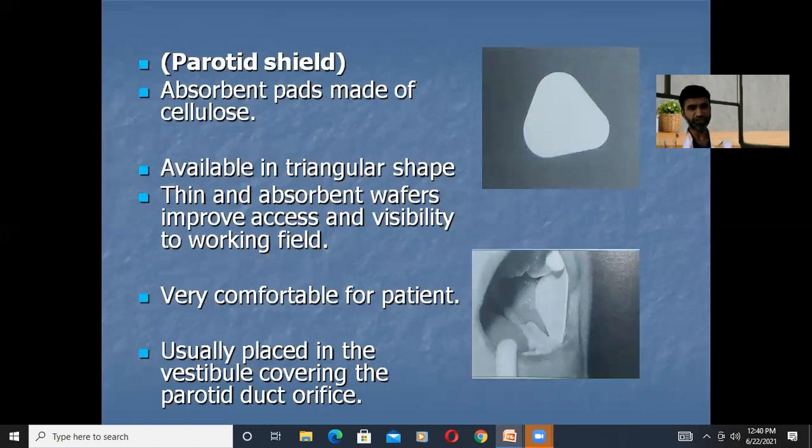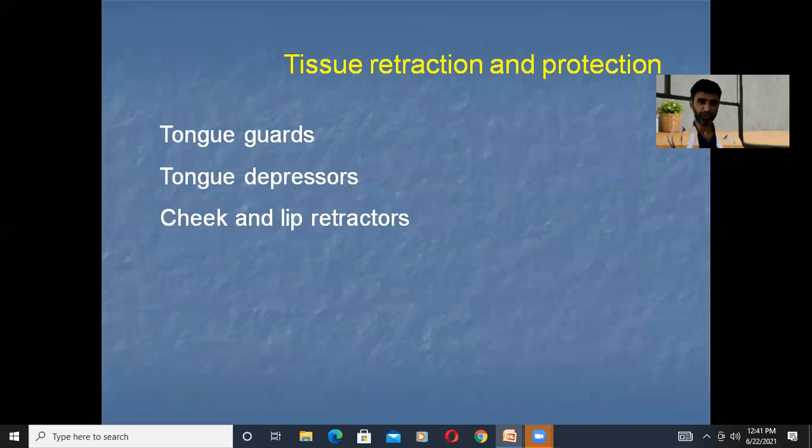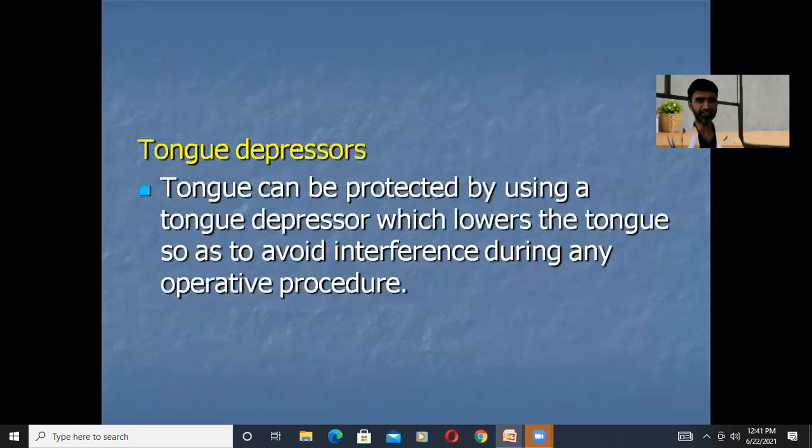And the next one is the parotid sheet, absorbent pads made up of cellulose, available in triangular shape, thin and absorbent wafers, which improve access and visibility to the working field and are very comfortable for the patient, usually placed in the vestibule covering the parotid duct orifice. Tissue retraction and protection: tongue guards, tongue depressors, cheek and lip retractors.